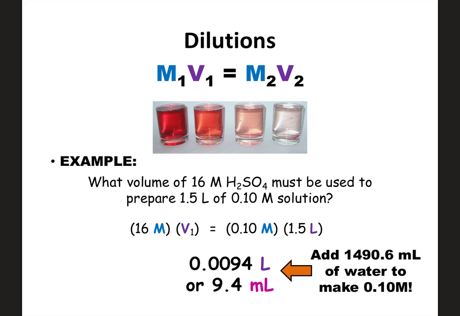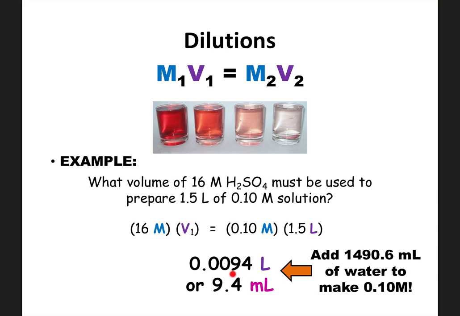It's about 9.4 milliliters. So what some people think is, oh, if I just measure out 9.4 milliliters of 16 molar sulfuric acid, I now have 0.10 molar. No, the only way you get it to be 0.10 molar is if you add water. So this is telling you the amount of the 16 molar sulfuric that you need. Well, how do you get it up to 1.5 liters or 1500 milliliters? The rest has to be water.